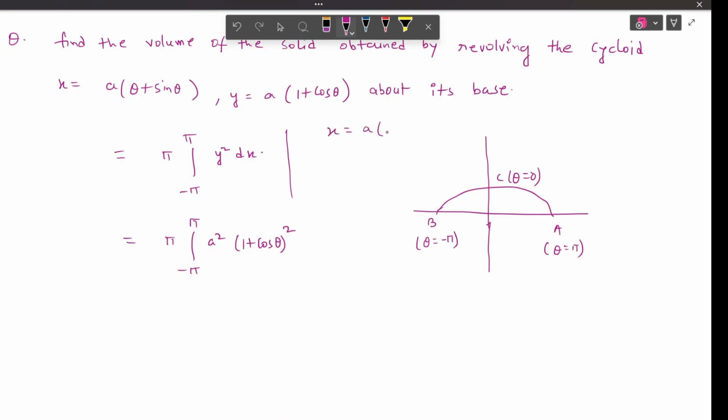So x is a (theta plus sine theta) and dx would be dx by d theta. So by differentiating both sides with respect to theta, it would be a differentiation of theta is 1, differentiation of sine theta is cos theta, and d theta. So you got a into (1 plus cos theta) d theta.